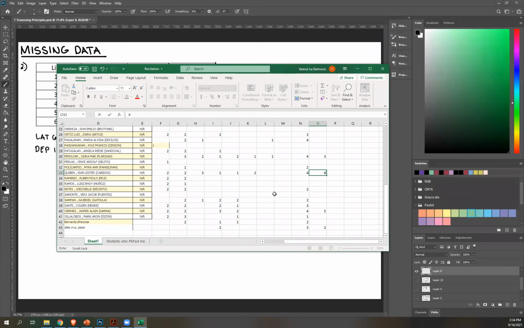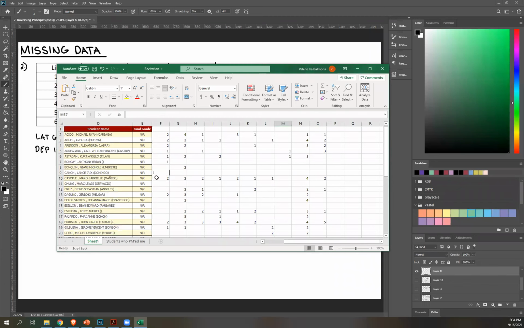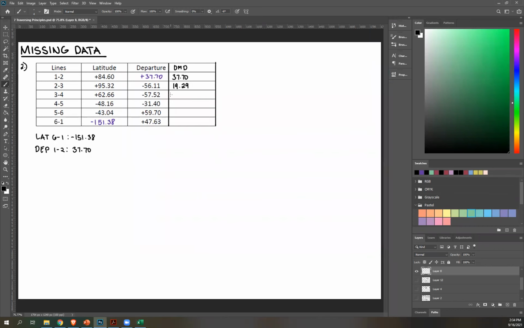And then Alexandria. Correct. 94.34. Negative. Okay, and that's what we're looking for. So therefore, the answer to letter A or number 1, Dmd of line 3, 4, that was negative 94.34.